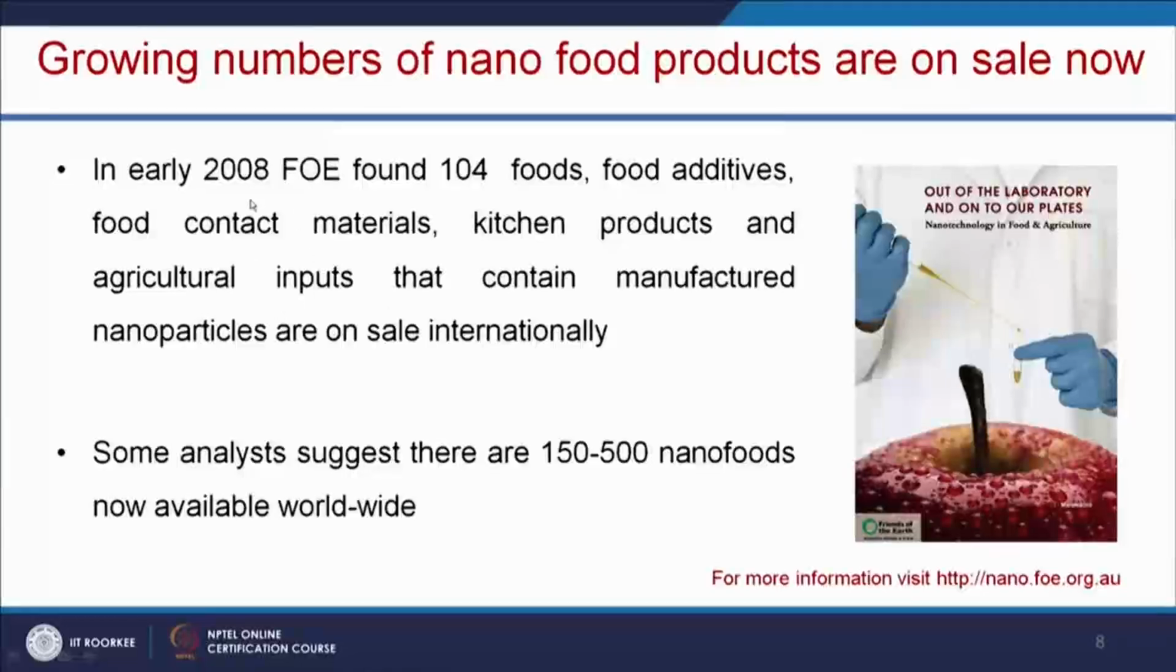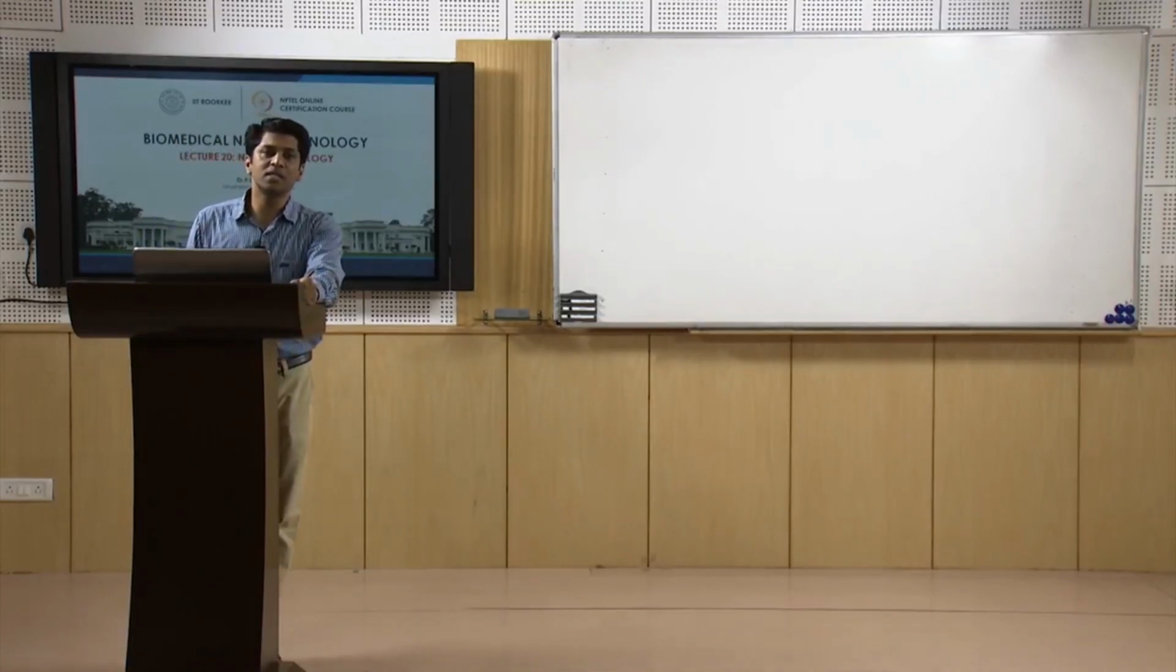In early 2008, approximately 104 foods and food additives containing nanoparticles were on sale internationally, and some analysts suggest that almost 500 nano foods are available worldwide. So almost 500 nano foods are already in the market, and we are not aware of what those are, and there is no labeling. For example, if you are using GMO food, there should be a GMO label. Similarly, if you are using a nano food or nano coatings, there should be some label to indicate that these are coated with nanoparticles, or that this food is wrapped with nano packaging. There are no such labelings.